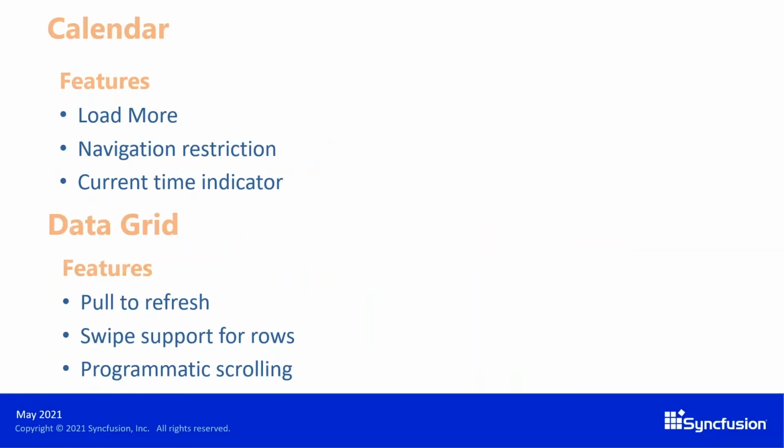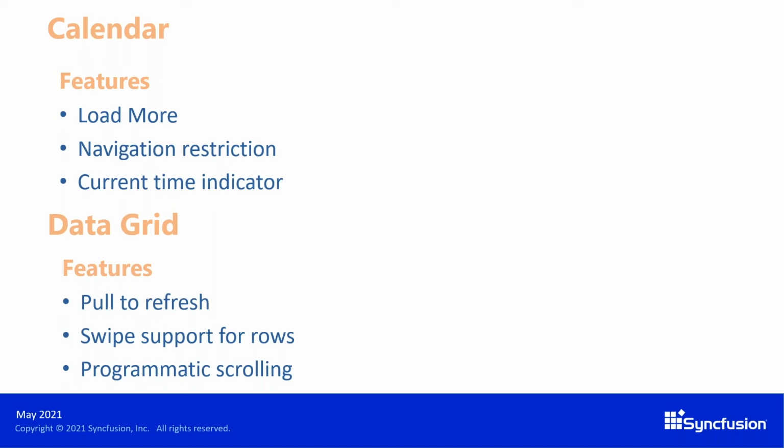The next features I'd like to talk about are from the widgets: calendar and data grid. In calendar, we have load more support. It's more like whenever it is needed. When we scroll, we could see an option to load on demand. And then we have navigation restriction, so that if we click on a view, that view will be there and we can't change it. And then we have a current time indicator on the calendar.